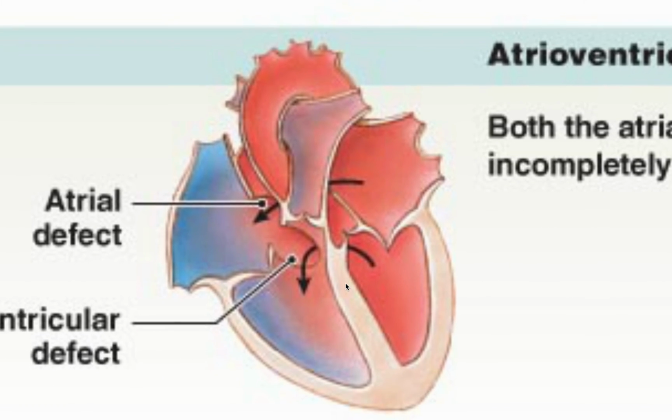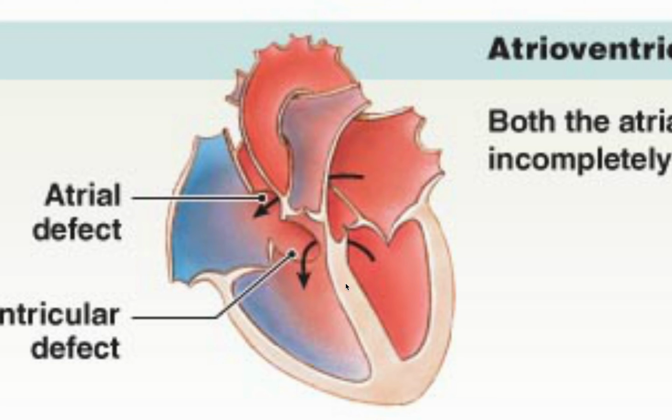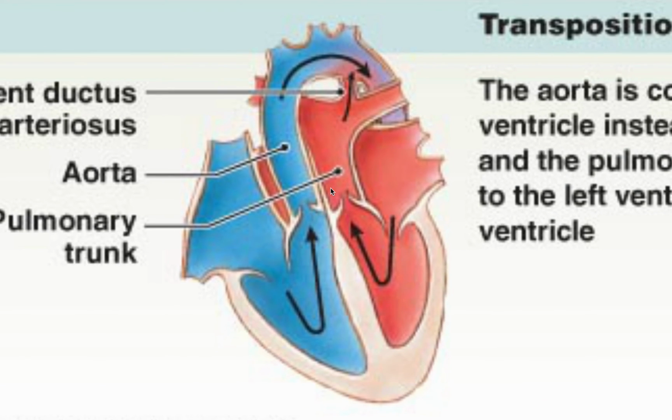Then an atrioventricular septal defect is when the atria and the ventricles are not completely separated. And then we have transposition of the great vessels. This is when the pulmonary artery is attached to the left ventricle and the aorta is attached to the right ventricle. Normally the aorta is attached to the left ventricle and the pulmonary artery is attached to the right ventricle.